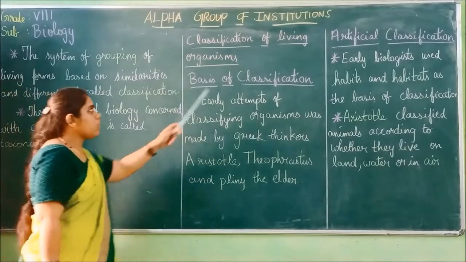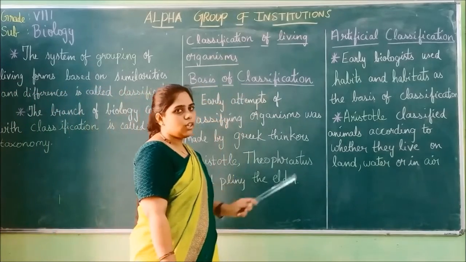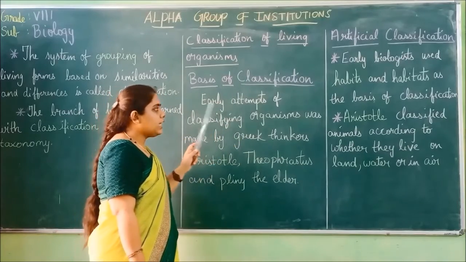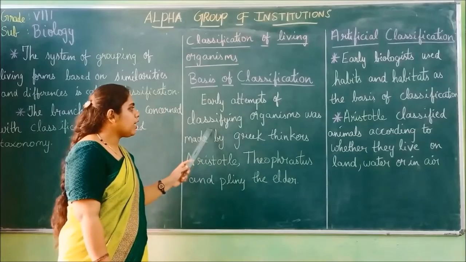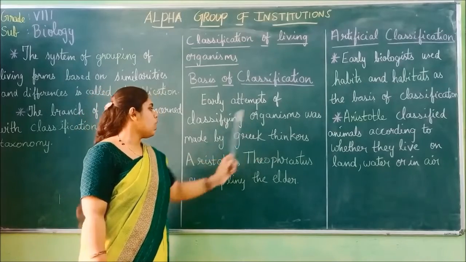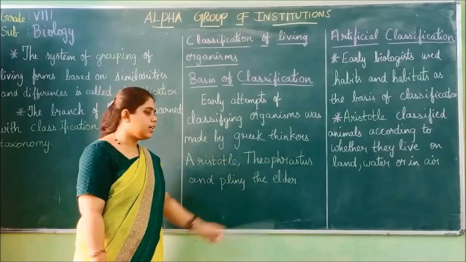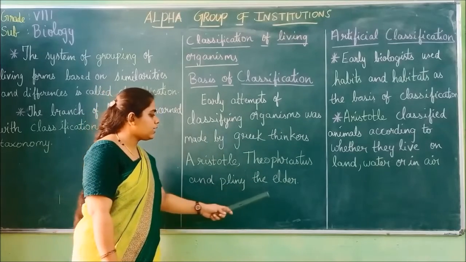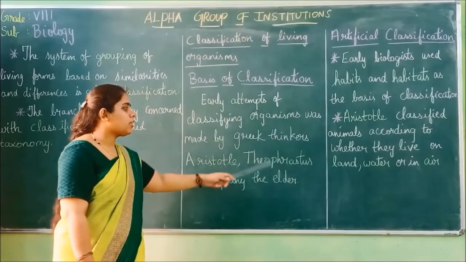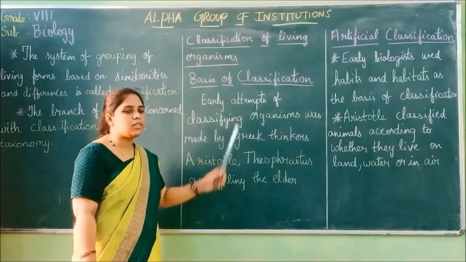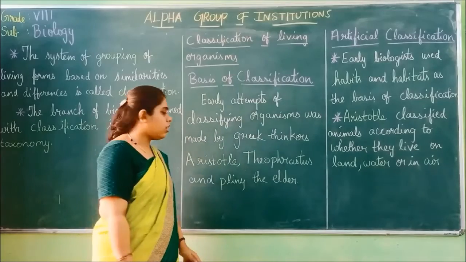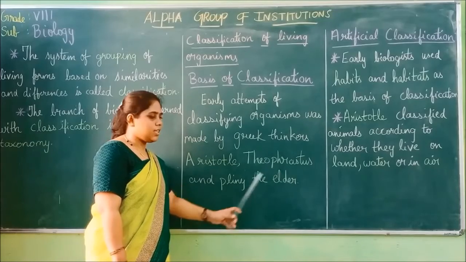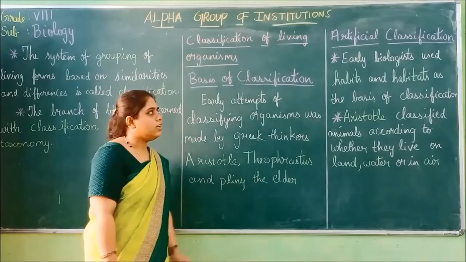And next, we saw the classification of living organisms. What are the basics of classification? In the early period, classifying organisms was attempted by Greek thinkers: Aristotle, Theophrastus, Pliny the Elder. So these three were the people who first attempted classifying the organisms.